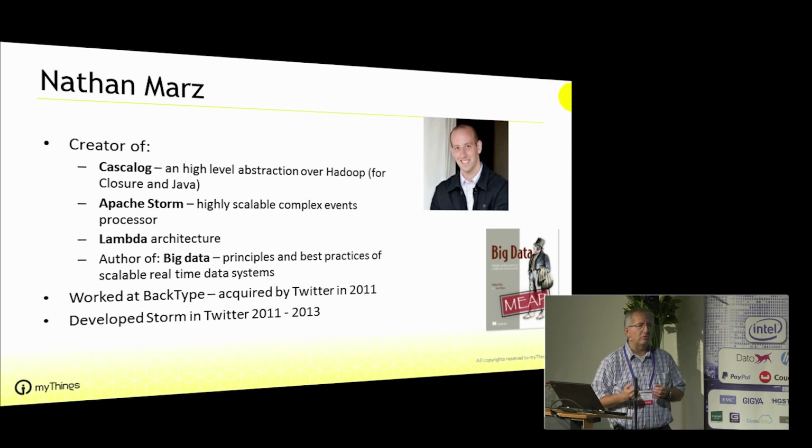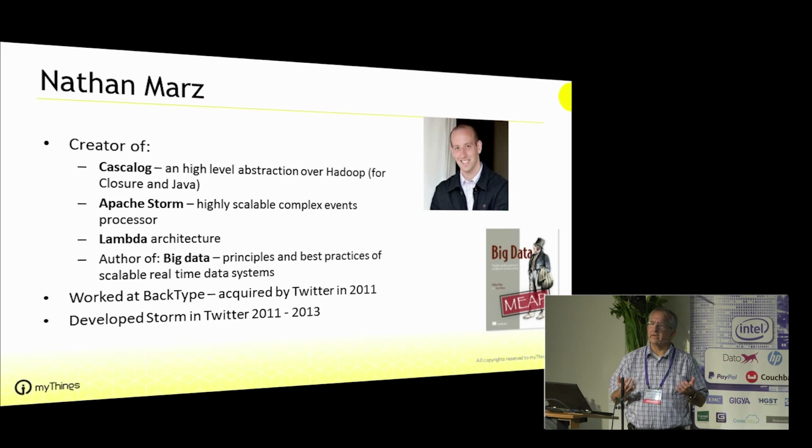Apache Storm is a platform for complex event processing, highly scalable, and I know that many companies in the domain of big data are using this platform. He also created Cascalog. Cascalog is an abstraction for simplifying the development of processes over Hadoop, something like Pig and Hive, for those of you who are familiar with Hadoop processing. Cascalog gives Java and Clojure developers the ability to easily develop code that runs on Hadoop.